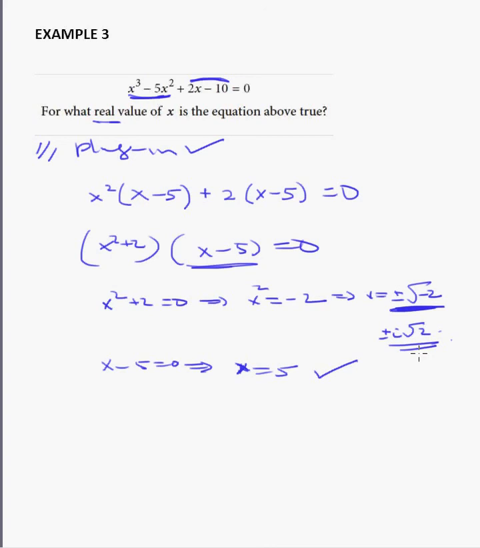So short of plugging in, your best bet is actually to factor the first two terms and see if you can get some kind of resemblance of the last two terms of your question, and then factor it as well, and hopefully you see that, and that will help you solve the problem quickly.